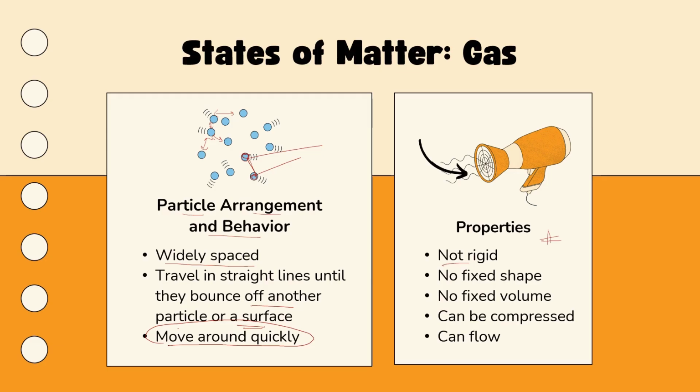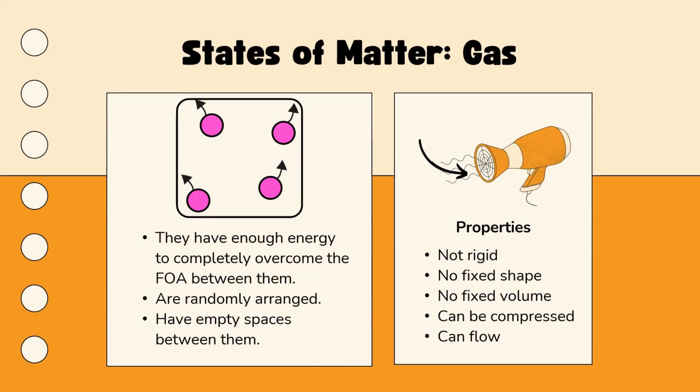Properties. Not rigid. They do not have a fixed shape. No fixed volume. Can be compressed. Can flow. They have enough energy to completely overcome the force of attraction between them. They're randomly arranged, have empty spaces between them. Properties have already been done in the previous slide.